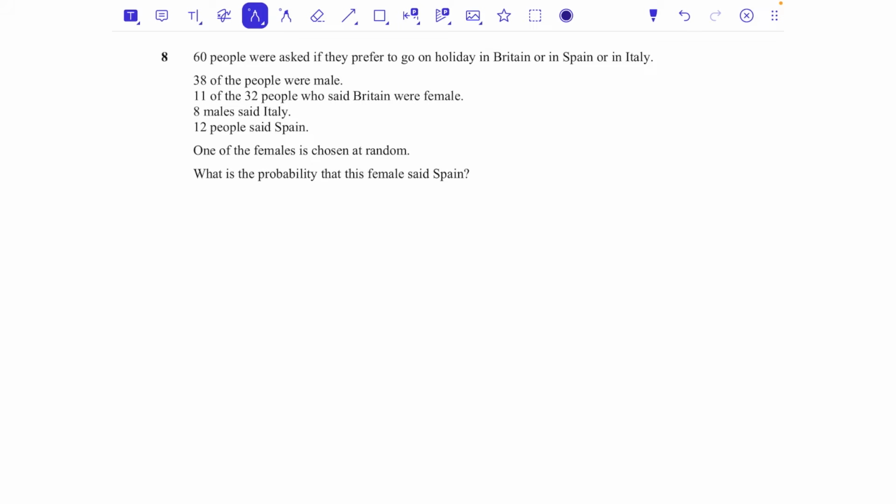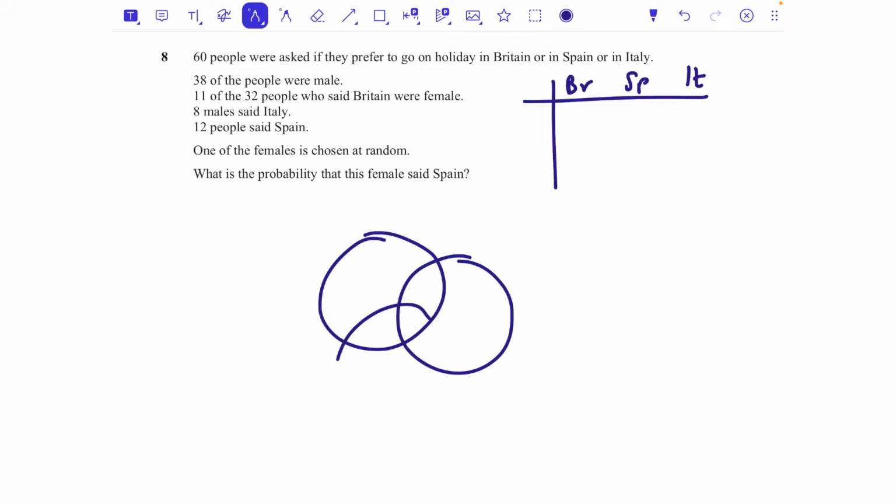It's either going to be a two-way table where you've got Britain, Spain, Italy going across the top. And we know it's going to be that if there's no overlap. Or it might be a Venn diagram question where you've got Britain, Spain and Italy. Now, it would be a Venn diagram type question if you had people going to both Britain and Spain, and then therefore they'd need to go in the middle.